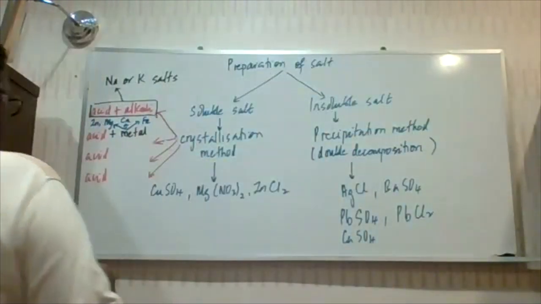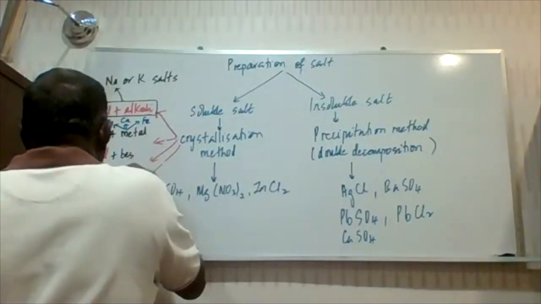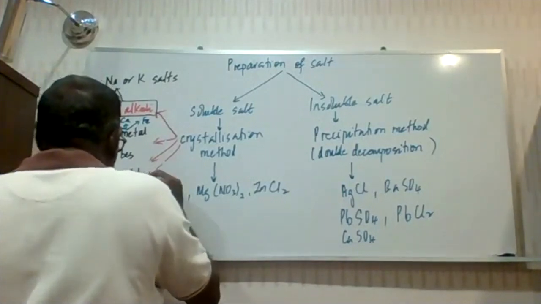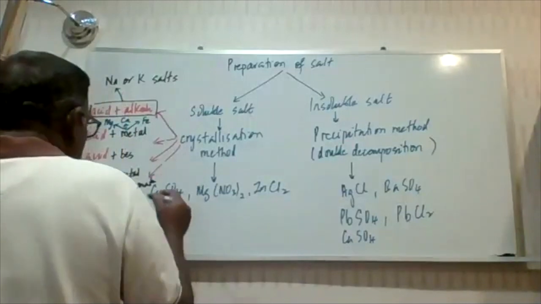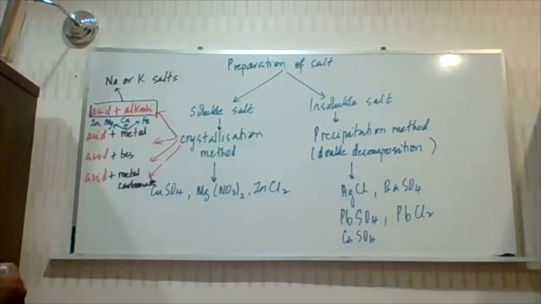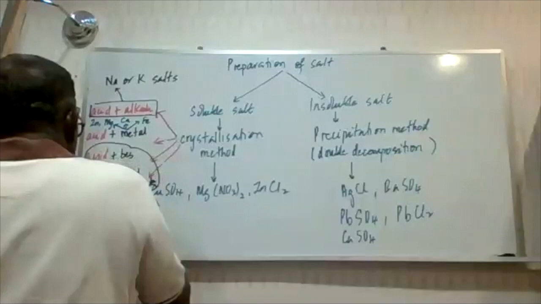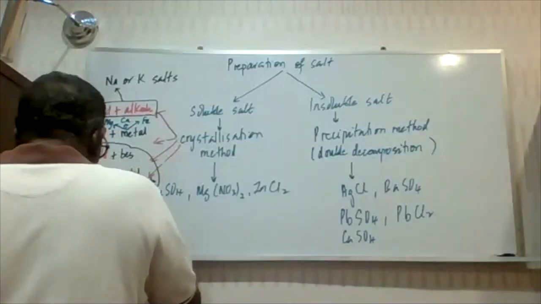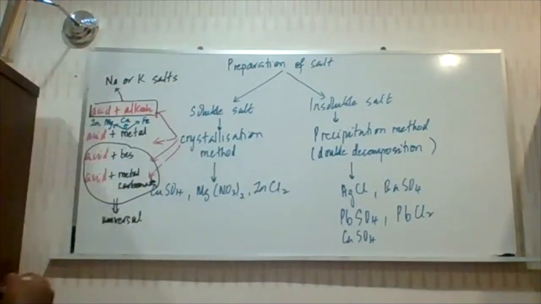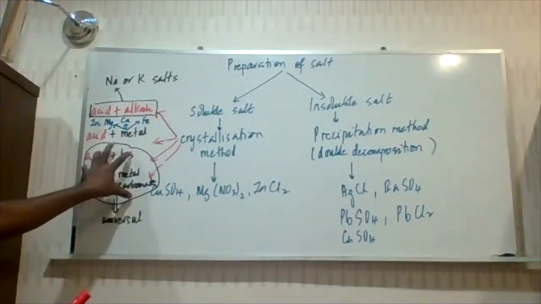The third method is acid and base. And the fourth method will be acid and a metal carbonate. Metal carbonate means any metal carbonate, meaning sodium carbonate, magnesium carbonate, zinc carbonate, copper 2 carbonate, any metal carbonate. These two methods are what we call the universal method. Why do we call it the universal method? Because every salt can be prepared by these two methods. There is no restriction. All right?